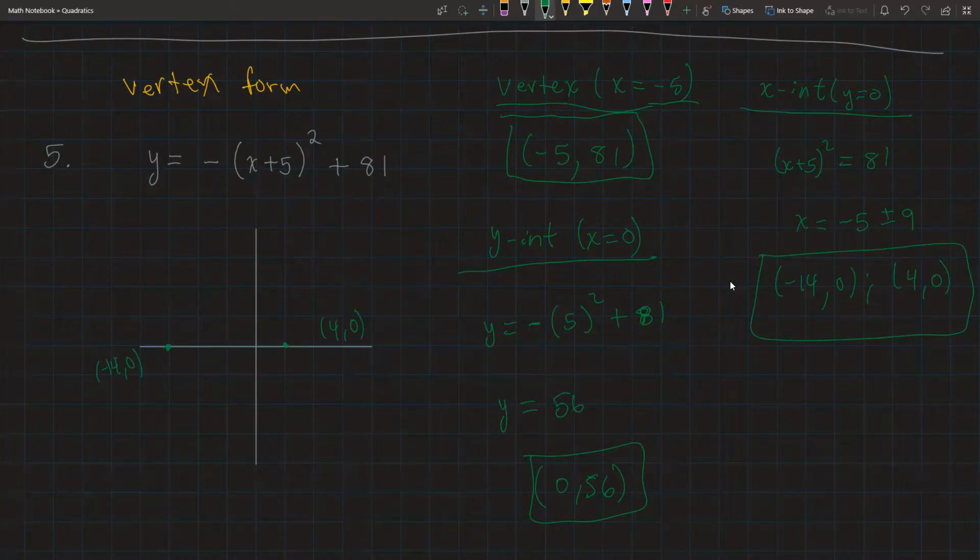Right in the middle of that should be a negative 5. That makes sense. And is this positive something square or negative something square? It is positive something square. So therefore it curves downwards. And then we'll do something like this.